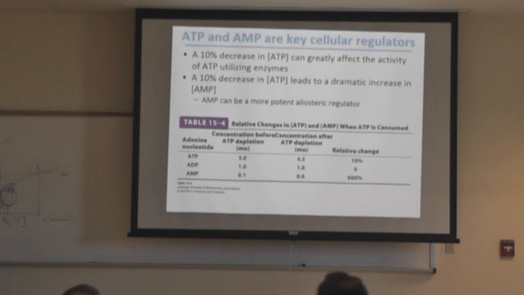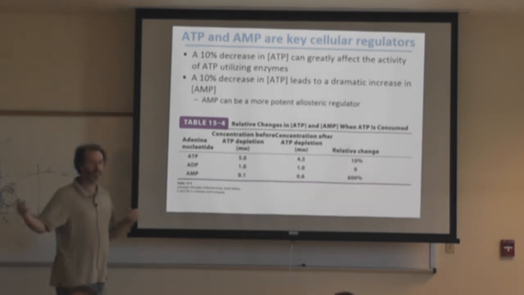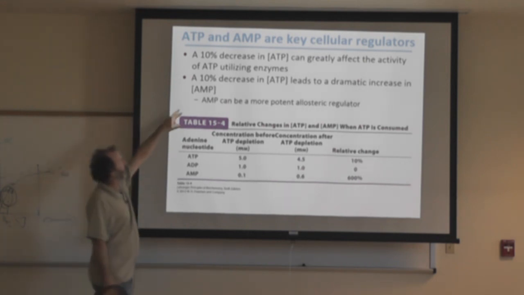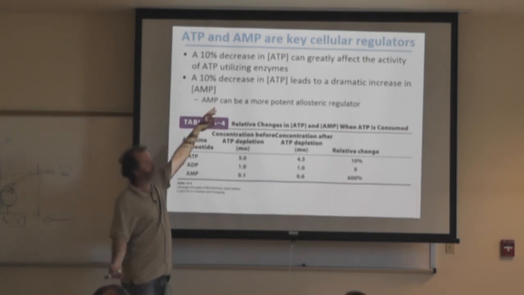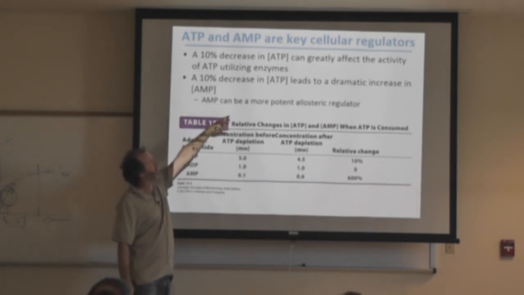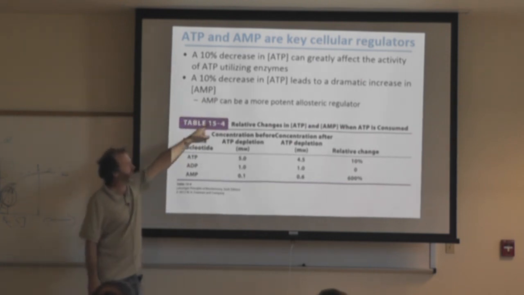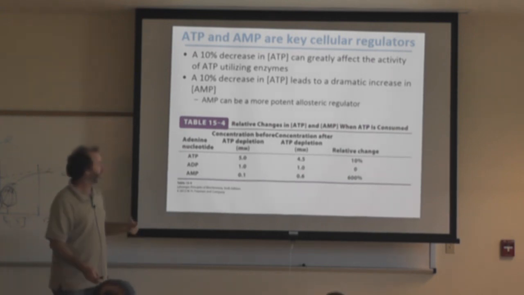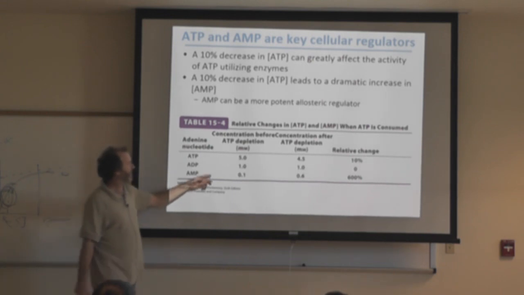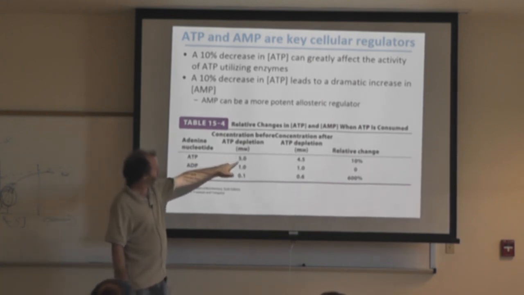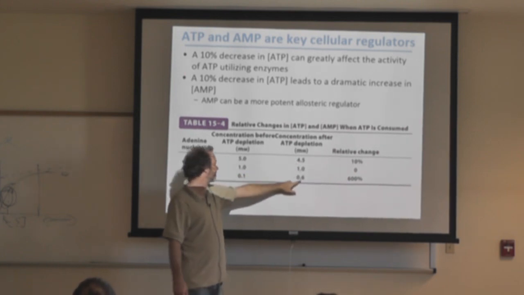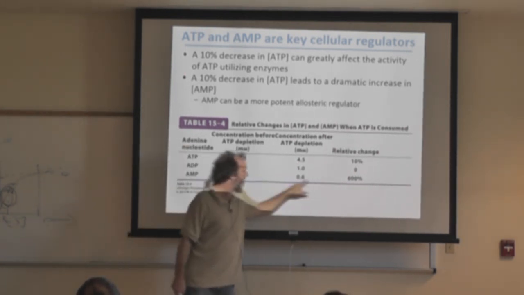So ATP and AMP are the key cellular regulators. Remember, the ATP is that ultimate product. So a 10% decrease in ATP greatly affects the activity of ATP utilization in the cells, just a small change. And a 10% decrease in ATP leads to a dramatic increase in AMP. So that can be a more dramatic indicator of energy state of the cell. And this little table shows you that. So if you have ATP depletion, 5 millimolar yields 0.1 millimolar AMP. If it's depleted from here to here, you have this great increase, a 6-fold or 600% increase in AMP.